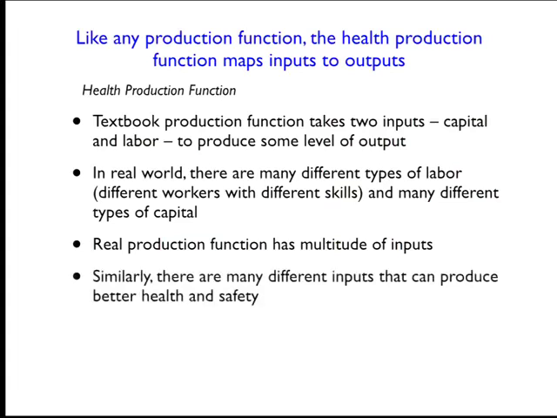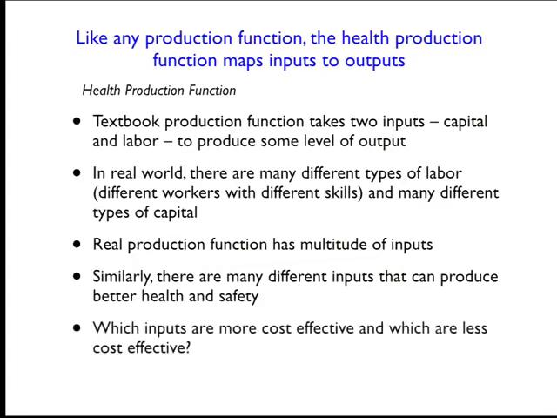So similarly, if we were thinking about a health production function where we're trying to produce population health, there are many different inputs that can produce better health and safety. So ideally, what we'd like to know when we're thinking about making investments is which inputs are more cost-effective and which inputs are less cost-effective.